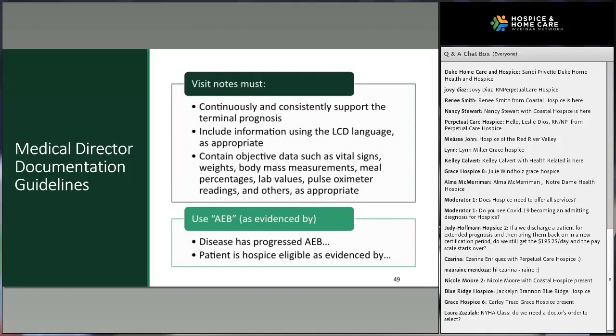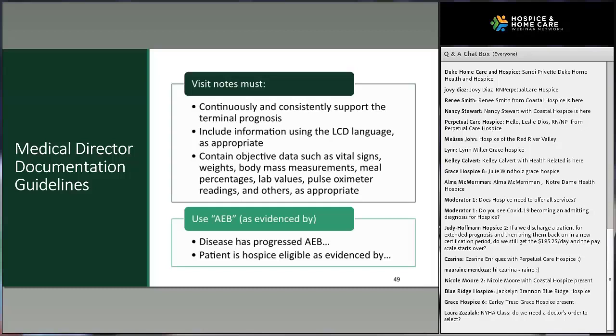The medical director documentation guidelines: there must be any visit notes. If there have been visit notes, those notes must be continuous, consistent, supporting the terminal diagnosis, again, using any LCD language as appropriate, and make sure you include vital signs, weights, body measurements, even eating meal percentages, all of that. So we've reviewed a lot of that. Also, it's important that you want to use the specific terminology.